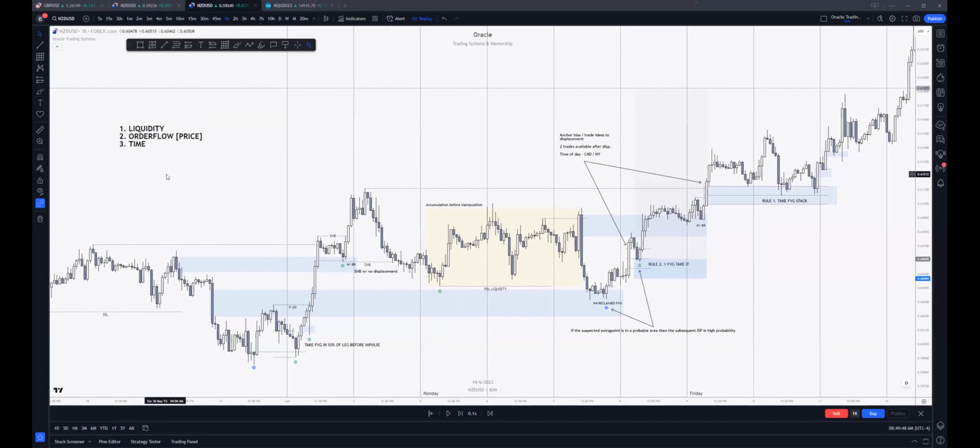These are the three things, and this is how we build our bias. Our bias is built from these three things. So when you're doing your case studies, you need to make sure that you incorporate each one of these things. Our manipulation is a form of time and liquidity. We're reading liquidity. We're reading order flow in this case. And where are we reading time in all of this? It's Monday to Friday, and what happens in that time?